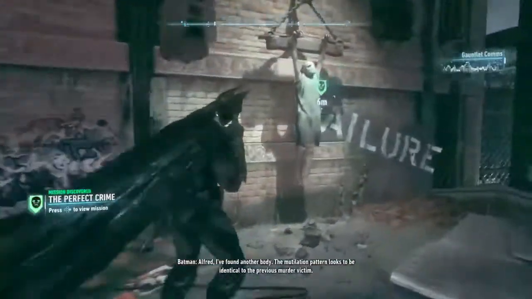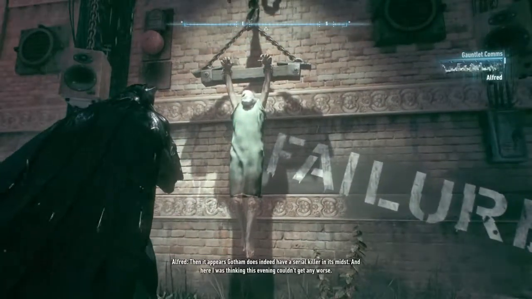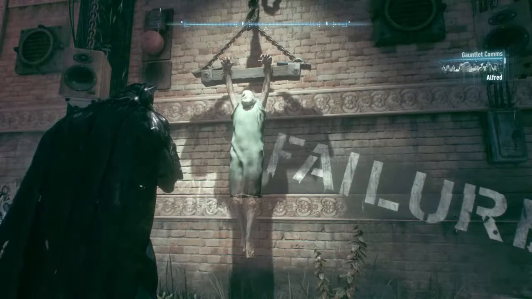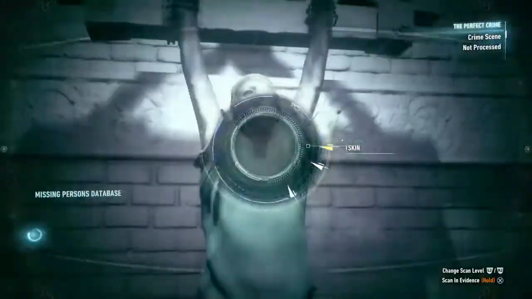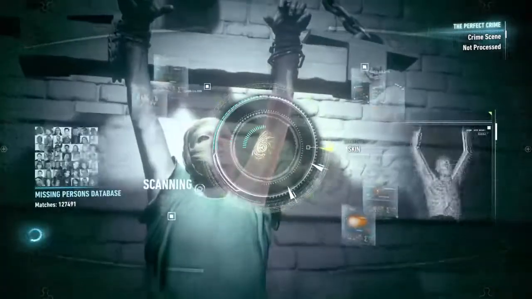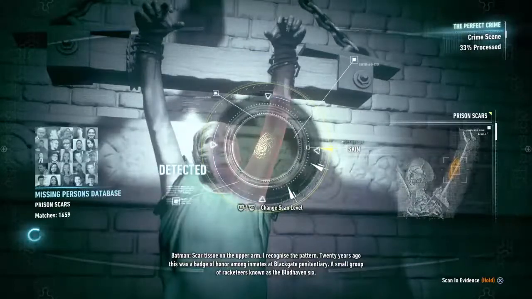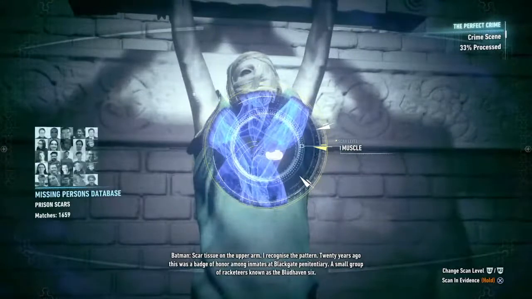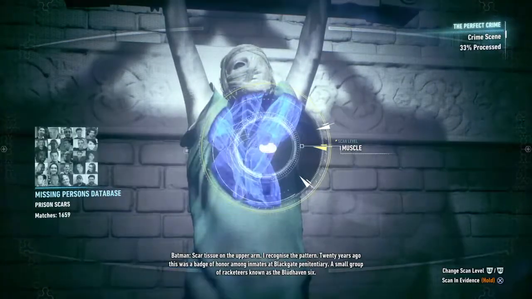Alfred, I found another body. The mutilation pattern looks to be identical to the previous murder victim. Then it appears Gotham does indeed have a serial killer in its midst. And here I was thinking this evening couldn't get any worse. I'm going to scan the body for unique identifiers. Scar tissue on the upper arm. I recognize the pattern. 20 years ago, this was a badge of honor among inmates at Blackgate Penitentiary, a small group of racketeers known as the Bloodhaven Six.